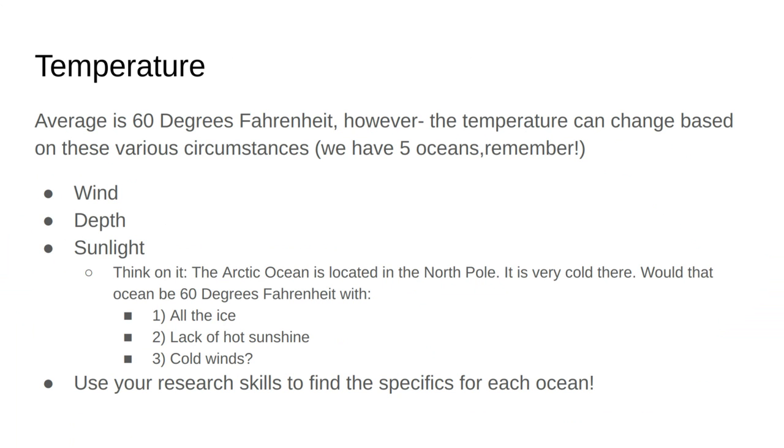Wind, depth, and sunlight can all affect the ocean temperature in particular. So if the Arctic Ocean is located near the North Pole, it's very cold there. That ocean would most likely not be 60 degrees. Think of all the ice there, the lack of hot sunshine, and the cold wind circulating and blowing over the ocean. Use your research skills to find out the specifics for each of these oceans.